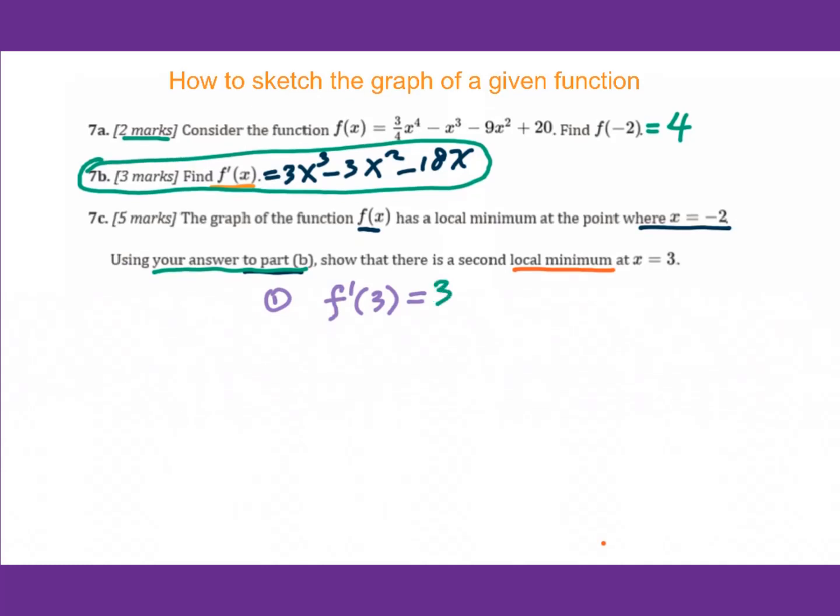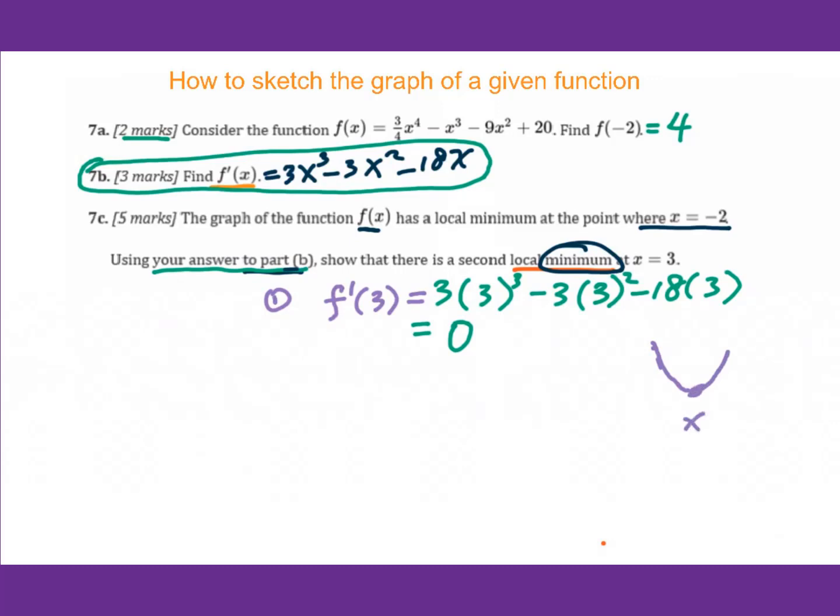So we get 3 times 3 to the third power minus 3 times 3 squared minus 18 times 3. You put it into a graphing calculator, you will get 0. But how do you show this is a local minimum, not a local maximum? You have to use this part B. Think about the graph. It will be like this.